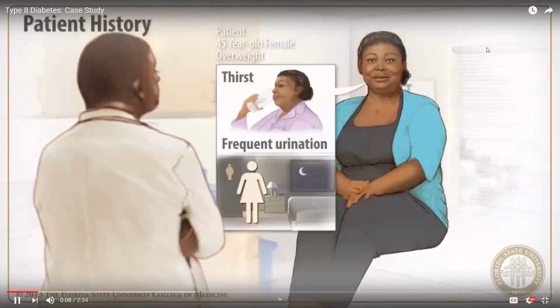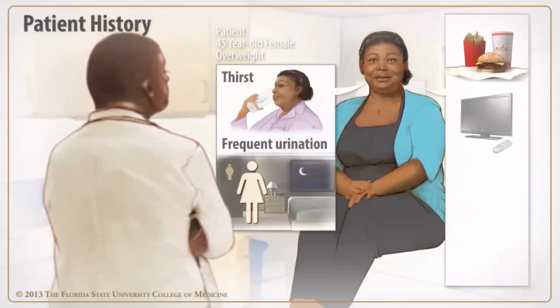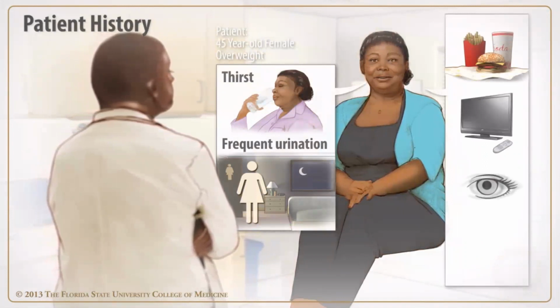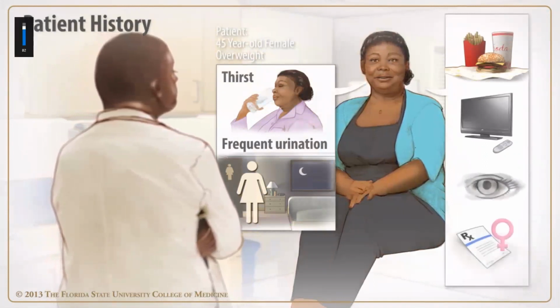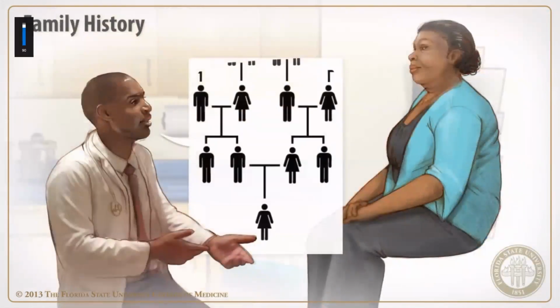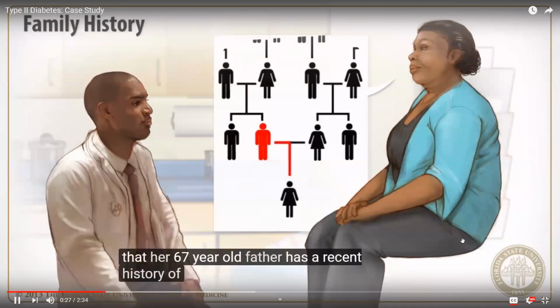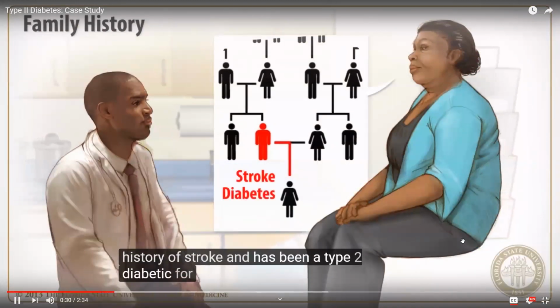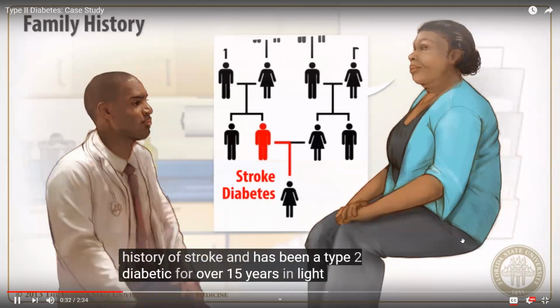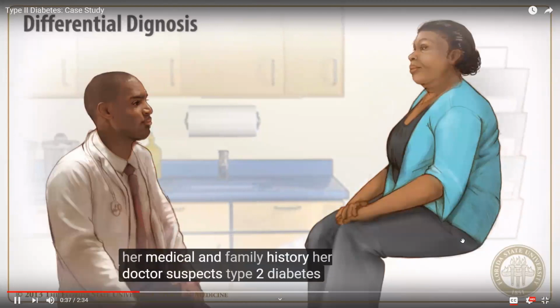A 45-year-old obese woman comes into the office complaining of increased thirst and frequent urination. She has a history of poor dietary intake, a sedentary lifestyle, frequent blurred vision, and a problem with a chronic yeast infection. Her doctor asks for her family's medical history. She explains that her 67-year-old father has a recent history of stroke and has been a type 2 diabetic for over 15 years. In light of her medical and family history, her doctor suspects type 2 diabetes.